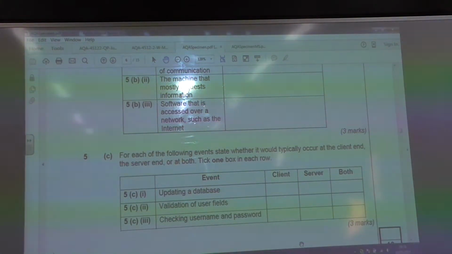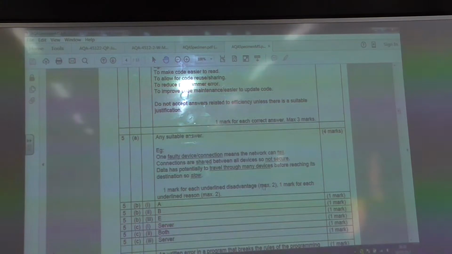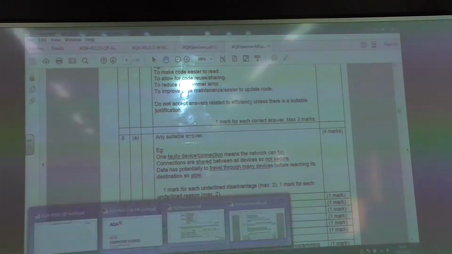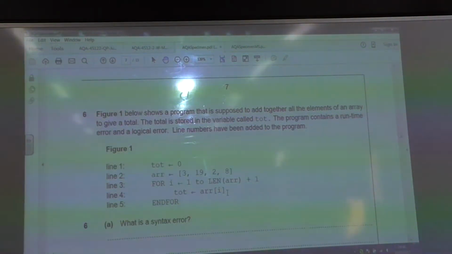Okay, checking username and password. Server. Okay, that's not very exciting then. We've not had any debate there. In this one, you just ticked all the boxes.